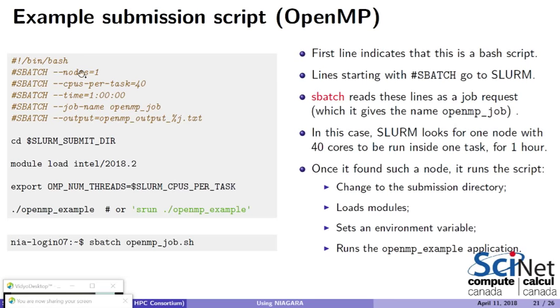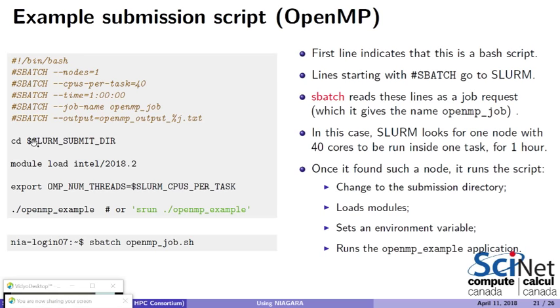So this goes to the scheduler. It goes, okay, you want a node. You're going to run 40 tasks. Put it in the queue, and I'll see when I have time for you. Once it gets a node, it finds that you are entitled to a node, it puts your script there again and runs it. And so it runs this script pretty much verbatim.